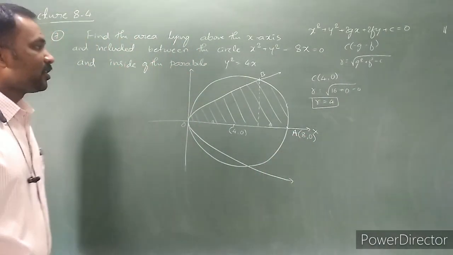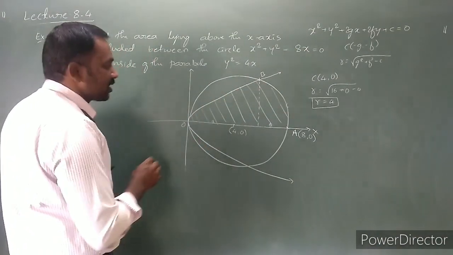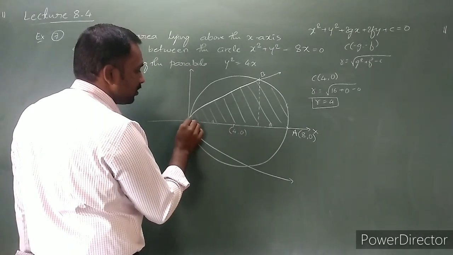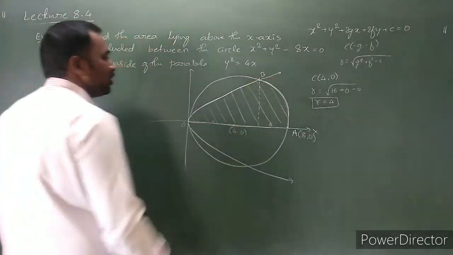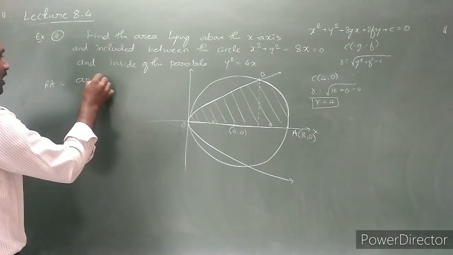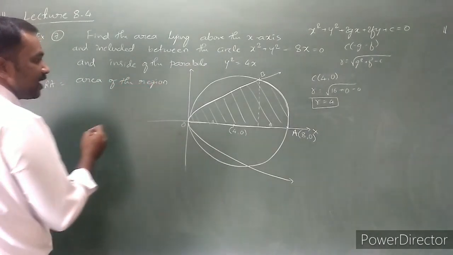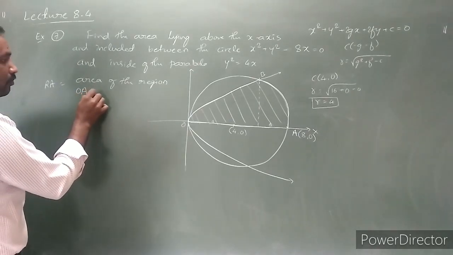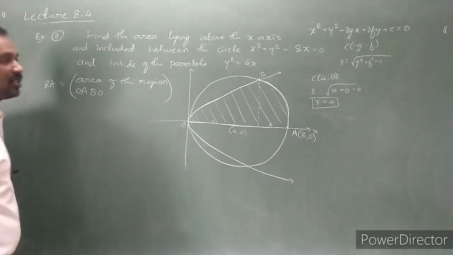Okay. Next, the required area is this one above the x-axis. How do you find this area? So, I just write that the required area is equal to the area of the region OABO. OABO is the required area.